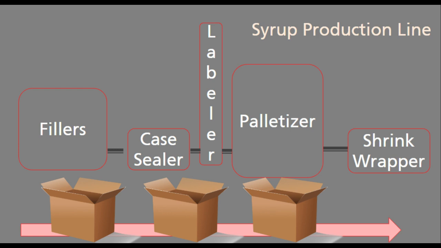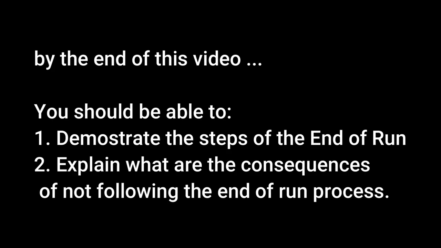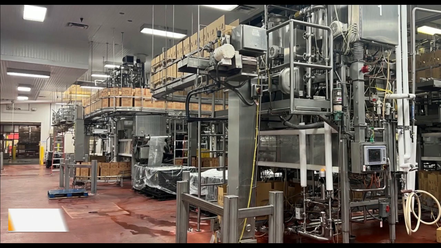The end of run are steps that the operator and lead or supervisor need to complete at the end of run of a flavor to ensure that no boxes or bags filled with the previous flavor are left behind on the line. So let's see what those steps are. But before that, note that by the end of this video, you should be able to 1. Demonstrate the steps of the end of run, and 2. Explain what are the possible consequences of not following the end of run process.